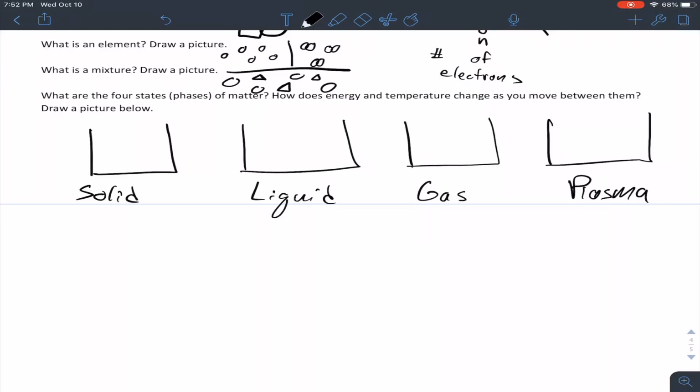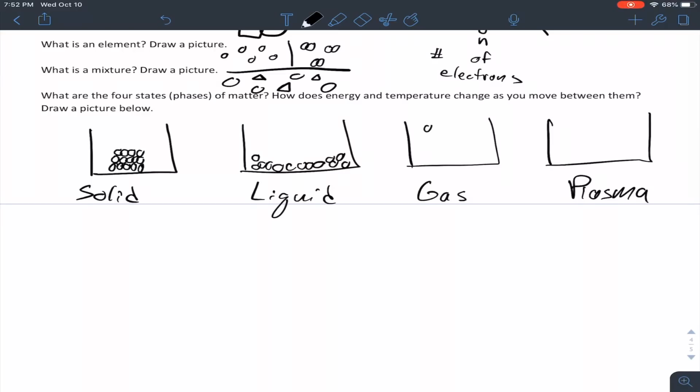So if we draw a picture of each one, the solids are just, the atoms are real orderly and contained, and they hold their own shape. The liquids are a little less orderly. They take the shape of their container, but they have a set volume, so it's not like they fill the container, they just take the shape of it, as much volume as they have.